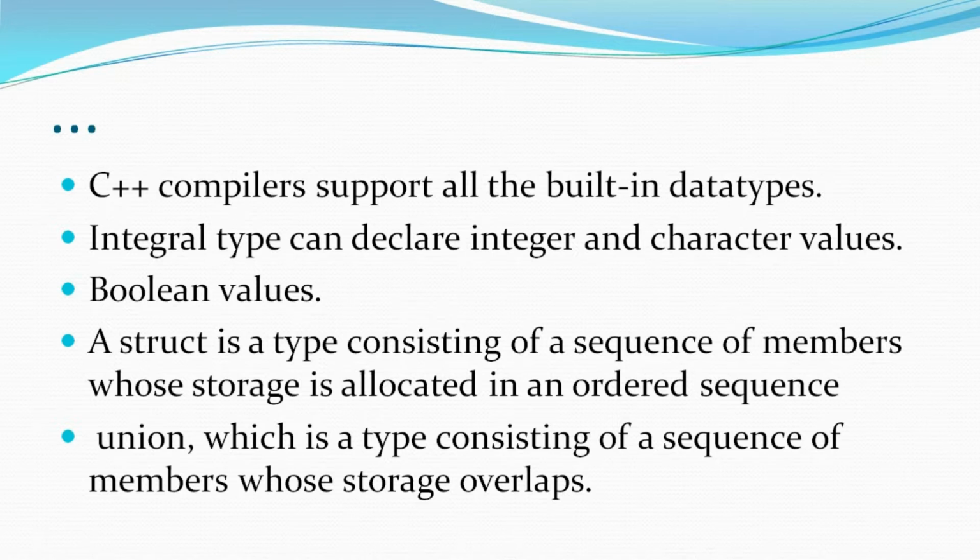And your third type of user-defined data type is union. Union is the same as structure, but the basic difference between these two is that the members are allocated in memory in an unordered way. They will overlap each other. So this is the basic difference between structure and union. So these are user-defined data types.